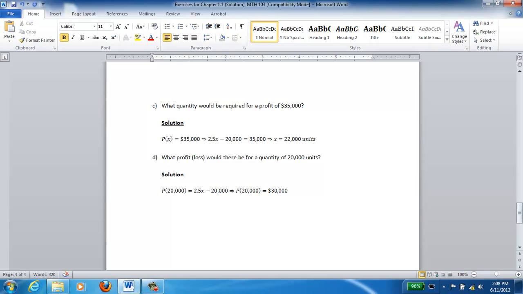Part D, what profit or loss would there be for a quantity of 20,000 units? This is a substitution of 20,000 units into our profit function, 2.5x minus 20,000, so P(20,000) is equal to $30,000.